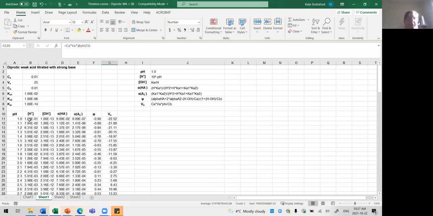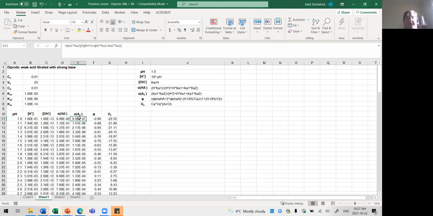The next column over is 10 to the negative pH. Now, I have named the columns the same way that I've named these cells up here. Naming columns is a little bit trickier, only because if you extend the table, so if you add more rows to it, the names don't always extend. So don't feel like you have to name columns. I've just done it because it does make my formulas a little bit easier to read. So H plus is 10 to the negative pH, and then OH is Kw over the H.